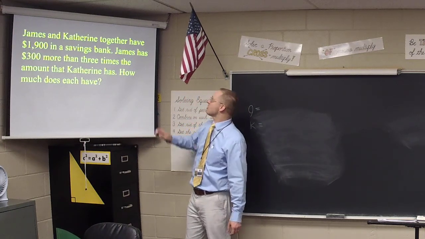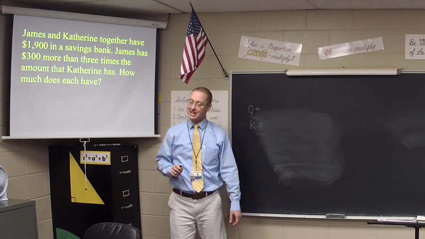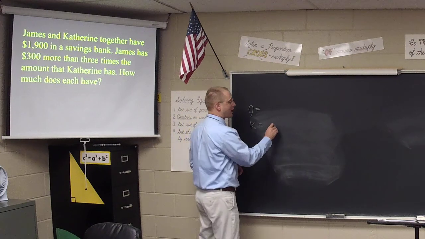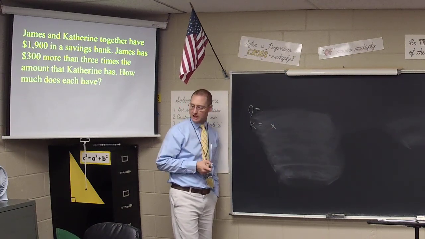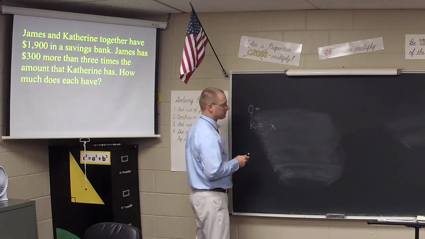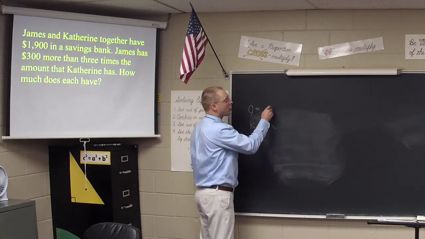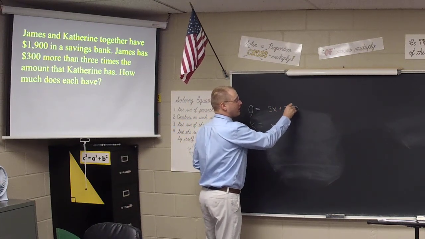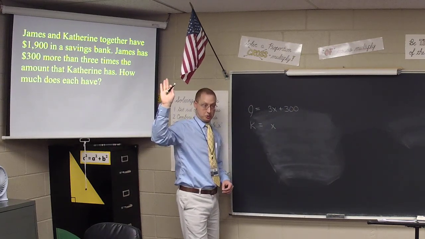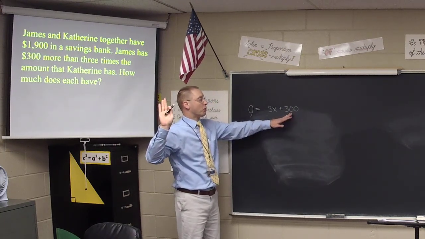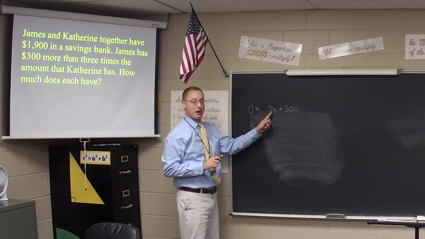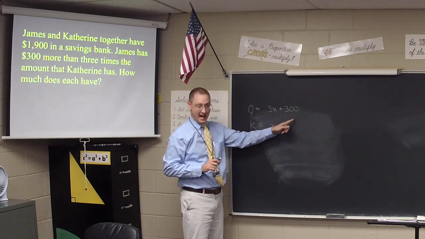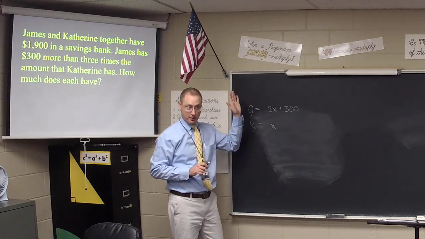K. Okay, James has $300 more than 3 times the amount Catherine has. It comes back to Catherine, so Catherine gets to be X. How would that represent the amount of money that James has? 3x plus 300. Good. He has $300 more than 3 times the amount Catherine has. So 3 times the amount would be 3x, but he has 300 more than that. Questions on the initial setup?